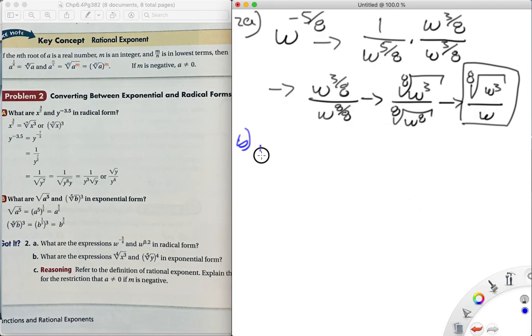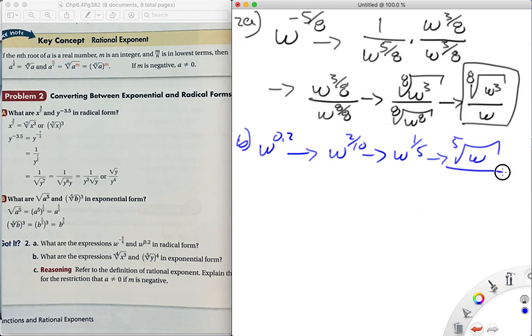We have w to the 0.2, which is 2/10. So it's going to be w to the 2/10, which is w to the 1/5, which is the fifth root of w. Oh no, this is still 2a. All right, 2b.